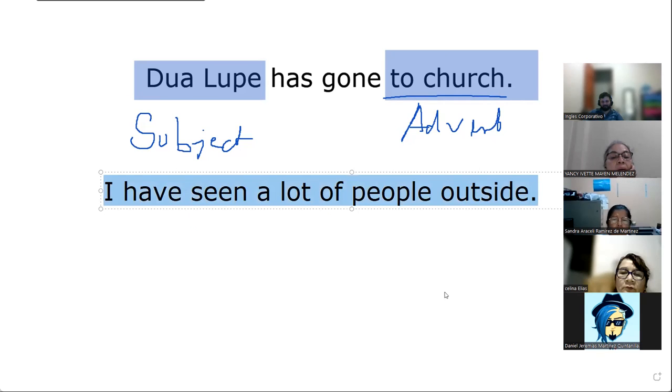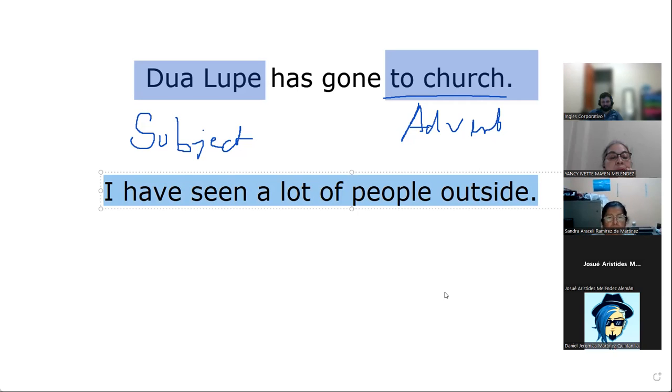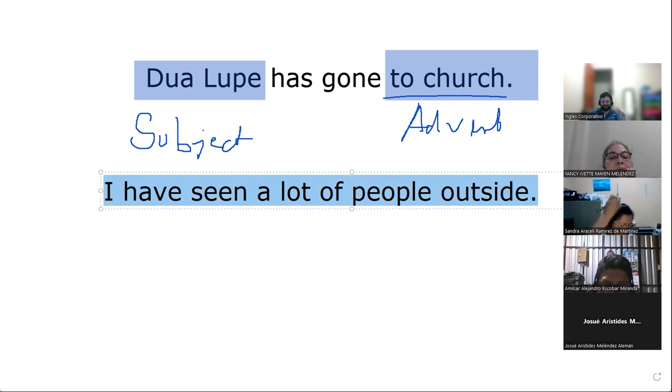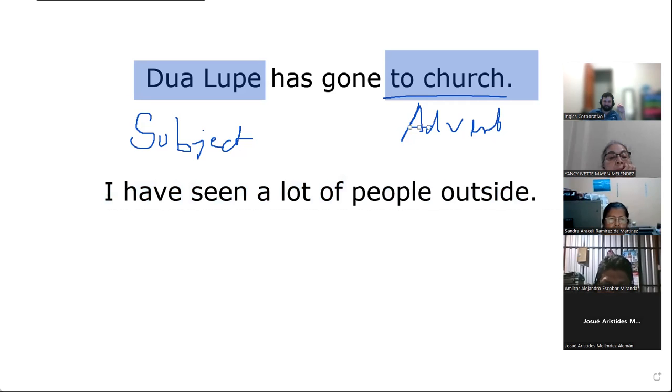Yes, of course, we can. A lot of people also have. Because people outside is the object. Yeah. All right. Well, the adverb. Outside. Very good. Okay, so yes, guys, the answer is yes, we have an object here, okay?